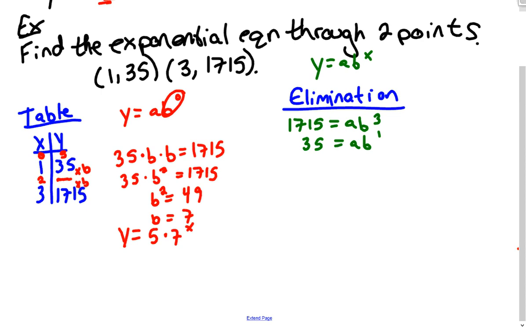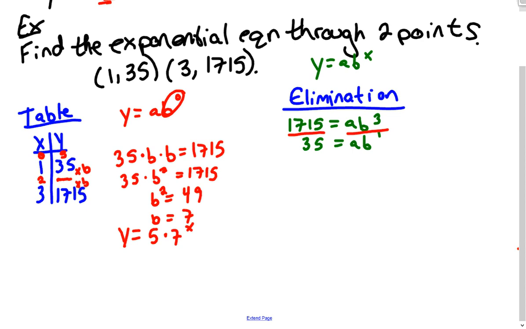So what I'm trying to do is eliminate a variable. Because they're attached by multiplication, what undoes multiplication is division. So I'm going to divide both sides by the same thing, or its equivalent. I'm going to divide ab cubed by ab to the first, which means 1715 I'm going to have to also divide by ab to the first, or its equivalent. See how it says ab to the first equals 35? Therefore, I'm going to divide 1,715 by 35.